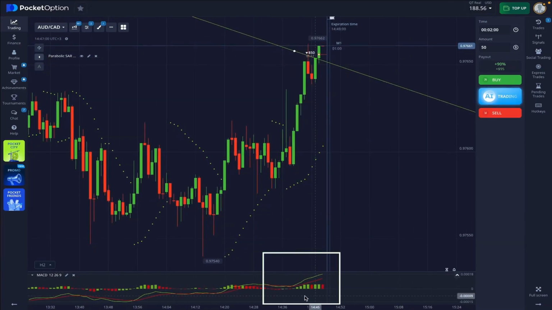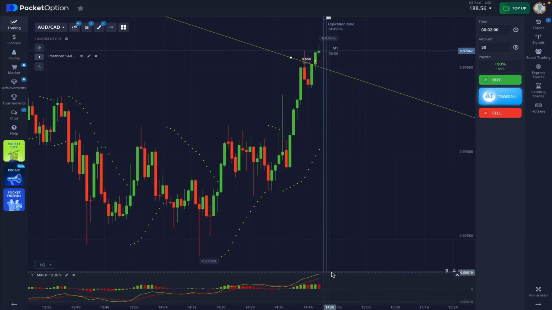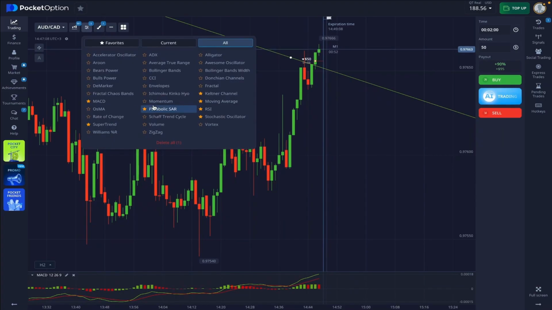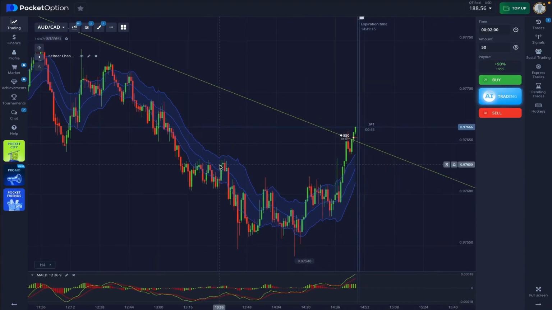But again, we also add the MACD indicator, and its readings are actually inconsistent. The parabolic SAR indicator isn't giving us the information we need at all right now. So let's replace it with the Keltner Channel indicator. Overall, I think yes, it can be useful. By the way, the Keltner Channel is a set of dynamic support and resistance levels.